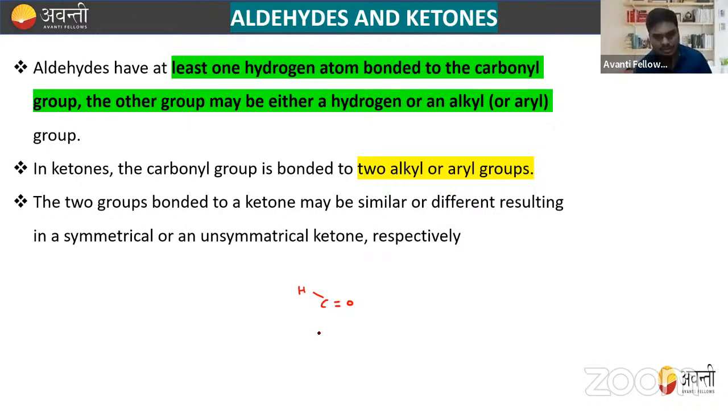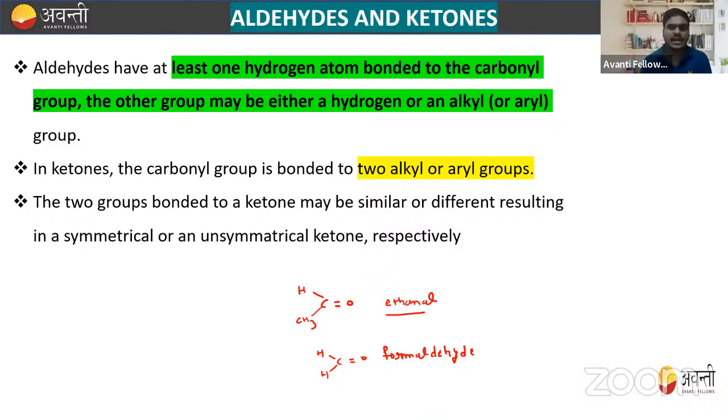The other group may either be hydrogen. If I take CH3, it will be known as an aldehyde, commonly known as acetaldehyde. Its IUPAC name is ethanal, and this is in the class of aldehydes. Similarly, this may also be written with two H. This is also a class of aldehyde, known as formaldehyde, right? So these are the necessary conditions for an aldehyde: anything which contains at least one hydrogen atom on the carbonyl group.